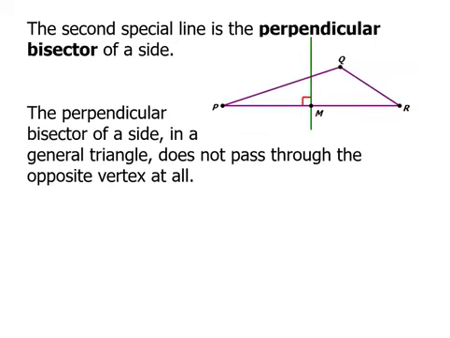The second special line is the perpendicular bisector. So this also makes a right angle, but this bisects a line at its midpoint. And notice that this one doesn't necessarily go through the opposite vertex at all. So the green line is the perpendicular bisector, and this is not even pretending to try to go through Q. It just misses Q entirely. But M is the midpoint, and so it is dividing PR in half. And one thing that's special about a perpendicular bisector, every point on there is equidistant from point P and point R.